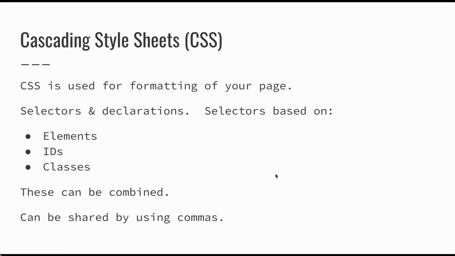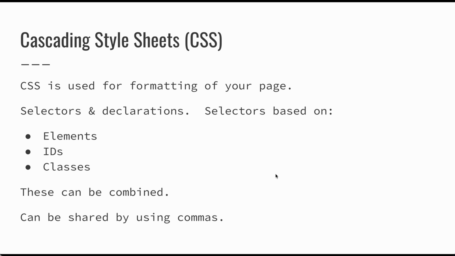Basically, CSS is used for the formatting of your page. You have selectors and you have declarations. And selectors are basically what are we going to apply this particular style to. And we can base this on elements, IDs, or classes. So elements, like any HTML element, we can style that in a particular way. We can also style elements that have a specific ID in a very particular way. And then we can also create classes that can be adopted by multiple types of elements.